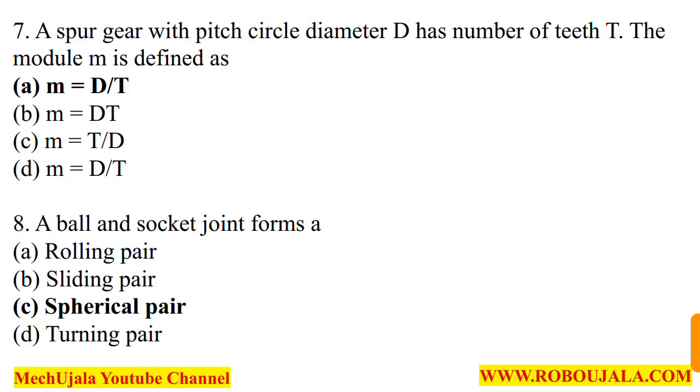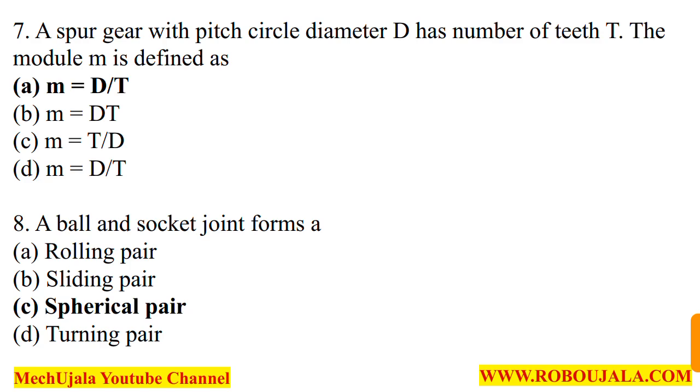Now in question number 7 they are asking, a spur gear with pitch circle diameter D has number of teeth T, the module M is defined as. So remember guys, we can calculate module by dividing D by T, the diameter of the pitch circle by the number of teeth of the gear. So option number A is the correct option for this question.